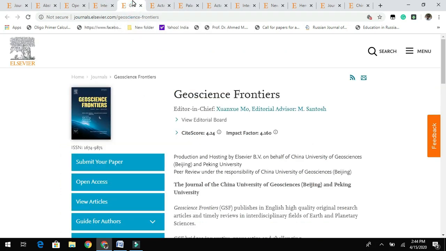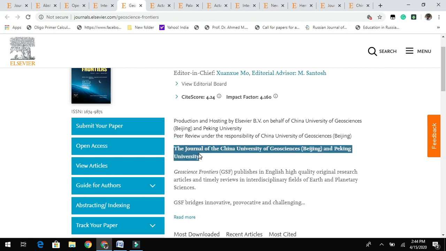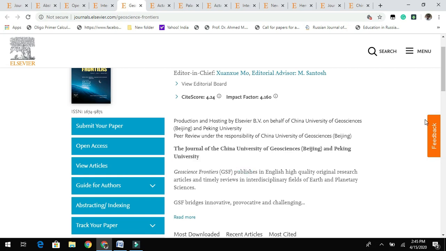So next in the list comes Geoscience Frontiers, and it has an impact factor of 4.1, and this is published on behalf of the China University of Geosciences and Peking University. So let us check the author publication fees for this journal.